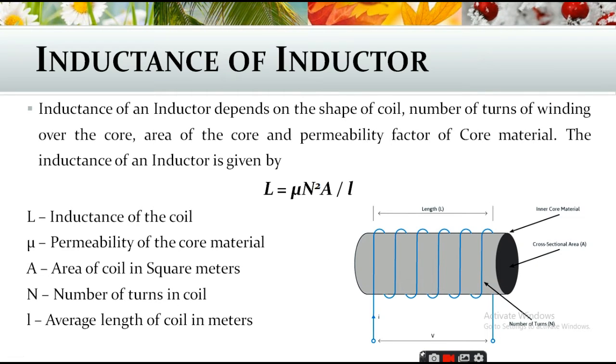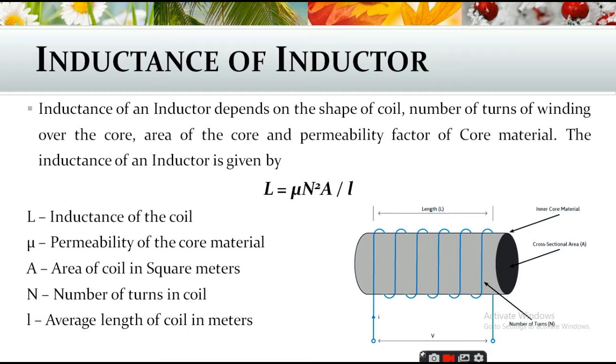An inductor is characterized by inductance, which is the ratio of the voltage to the rate of change of current. The unit of inductance is the Henry. Inductance of an inductor depends on the shape of the coil, number of turns of winding over the core, area of the core, and permeability factor of the core material.